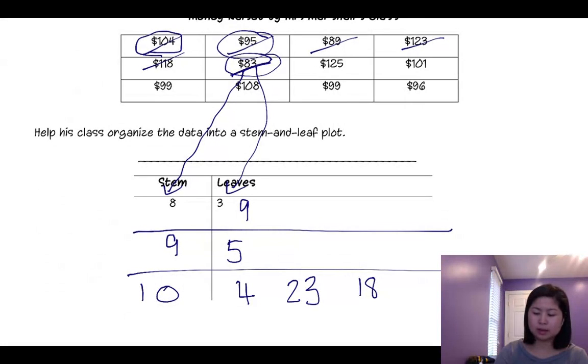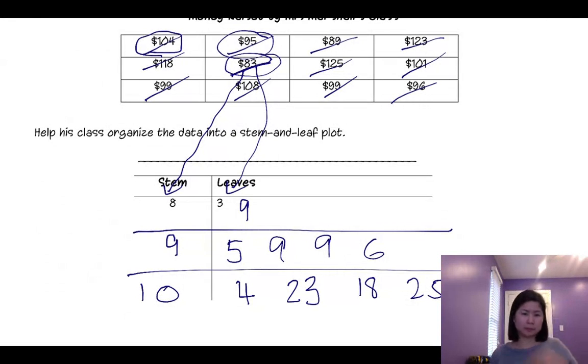I already did 83, so 25. So this is 101, so this is just 1. 99, there's another, whoops, sorry. 99, 108, 99 again, and then 96. Okay, it's not too bad.